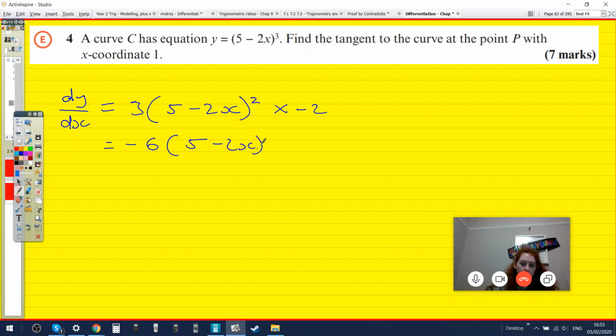But even then, you don't really need to simplify it because you're just going to put it into your calculator anyway. X coordinate of 1, so you'd sub in 1. So m equals minus 6, 5 minus 2 times 1 squared. 5 minus 2 is 3. 3 squared is 9. 9 times 6, that's minus 54. So this looks like the type of thing that the calculator would get an exact value for.